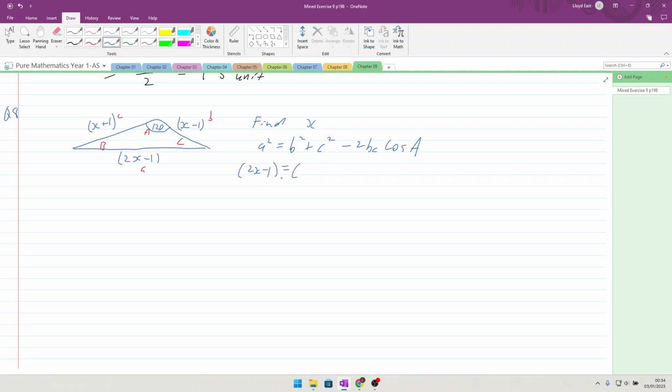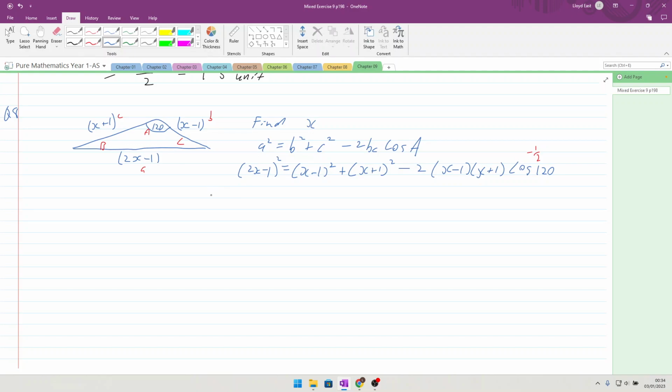With that all done, we can start the process of putting it in to see what it multiplies out to. So there's a squared plus b squared, which is x minus 1 squared, plus c, which is x plus 1 squared, minus 2 times x minus 1 for the b, x plus 1 for the c, times the cos of 120 degrees. Cos of 120 degrees is minus a half. So we'll just put that in there so we know what we've got.